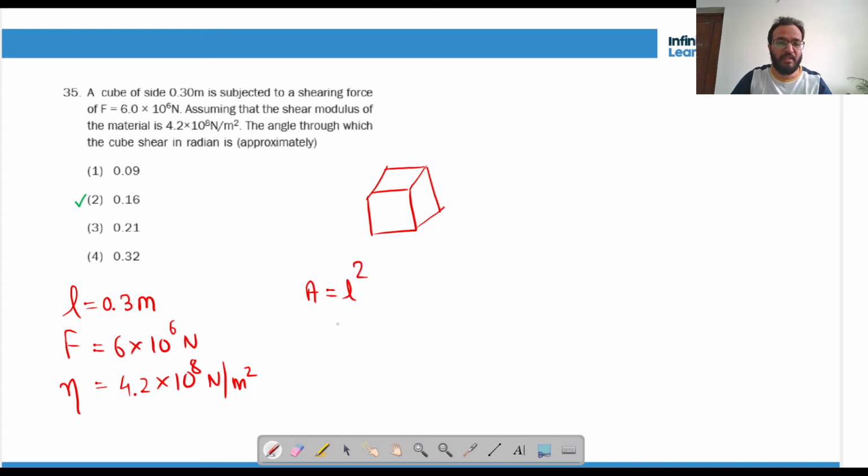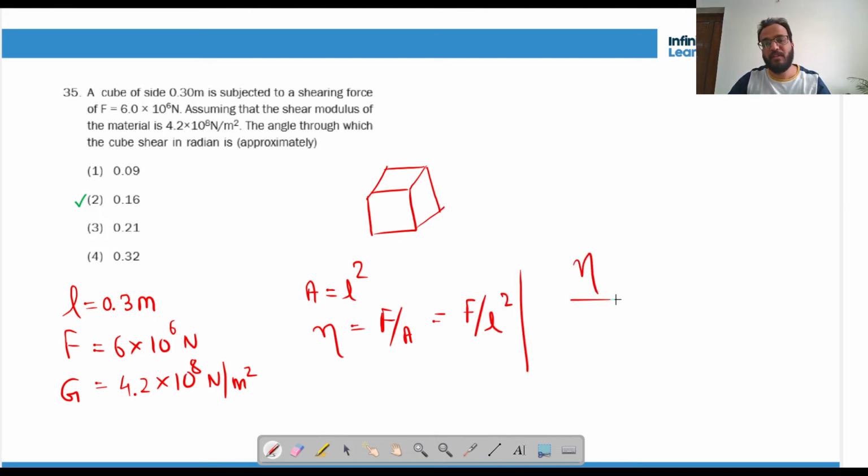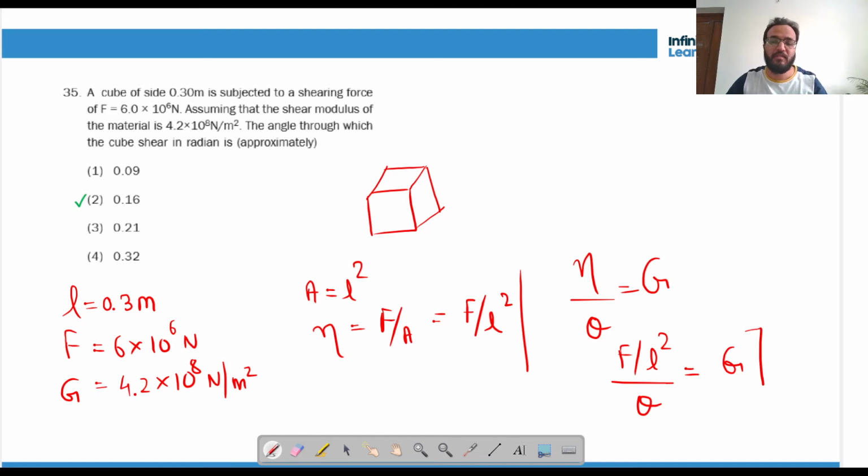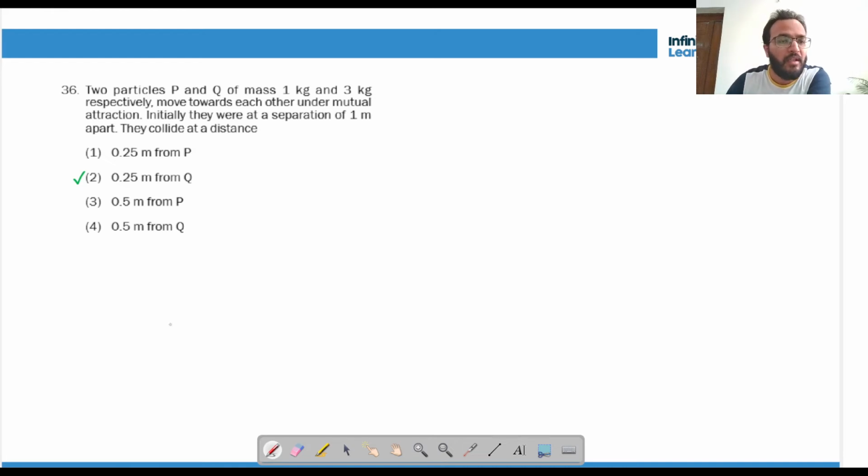What is area? L square. What is shear stress? It is F upon A, that is F upon L square. We know this formula, that shear stress upon shear strain is the shear modulus of rigidity. So F by L square upon theta is equal to G. Put the values, get the answer. Simple, eh?